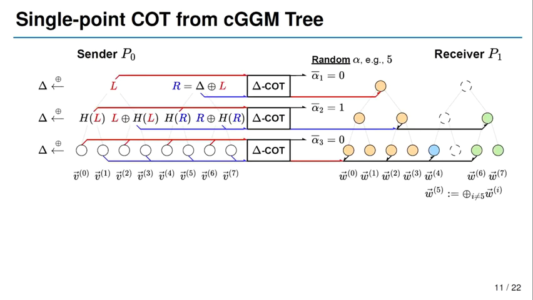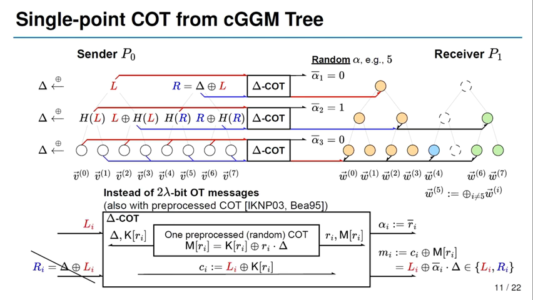And let's see how we can construct single-point COT from GGM tree. Here, the sender constructs a GGM tree with the global offset delta, and the receiver interacts with the sender using delta-COT instead of the standard OT in the previous works. Here, the delta-COT picks the random point alpha for the receiver, and the receiver can recover all leaf nodes except the alpha-th one using the same computation as the previous works.